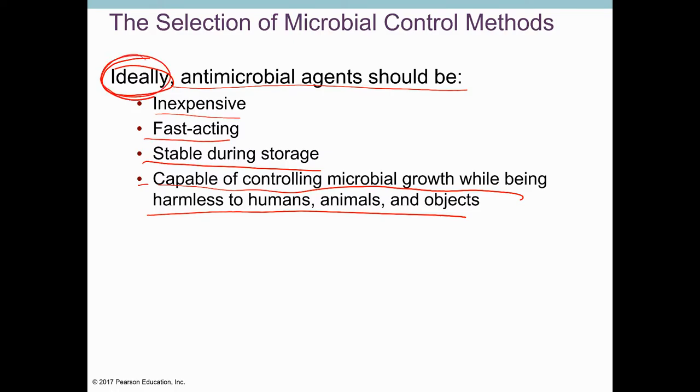In real life, some of the agents don't have all of these characteristics, so sometimes there's a compromise in terms of how expensive an agent is, or how long it stays good on the shelf, or how quickly it works, or how much it affects humans, animals, and objects. So sometimes there are compromises that have to be made, and you have to consider those things when you're using an antimicrobial. If you're using something that you purchase at the store, you would look on the label for the instructions.